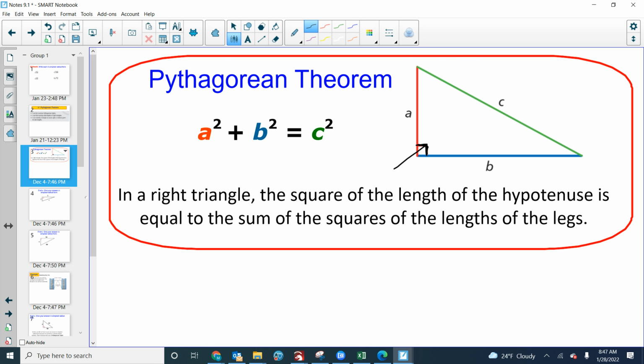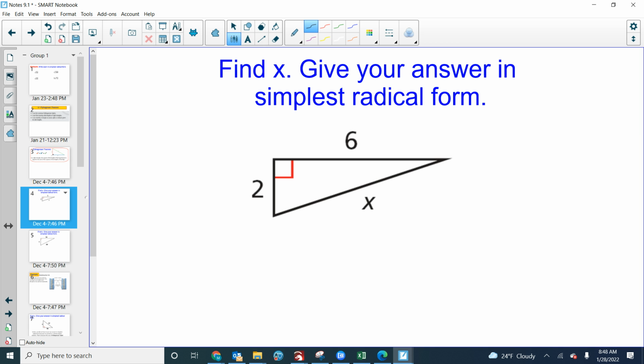All right, let's do an example. Find X, give your answer in simplest radical form. What is the hypotenuse? Is it 2, is it 6, or is it X? X. So who can set up the Pythagorean theorem for me? Levi. 2 squared plus 6 squared equals X squared. Good. And does this work for every triangle or just right triangles? Just right. Yes. Very good.